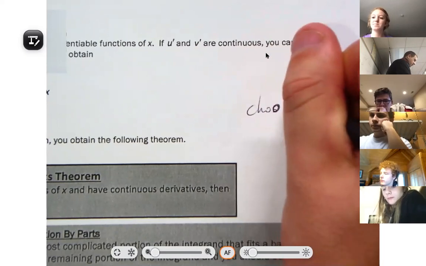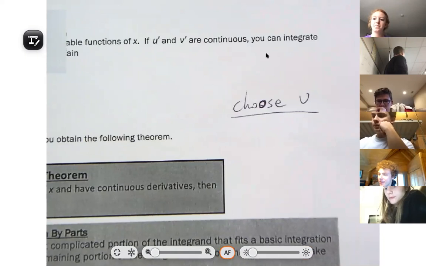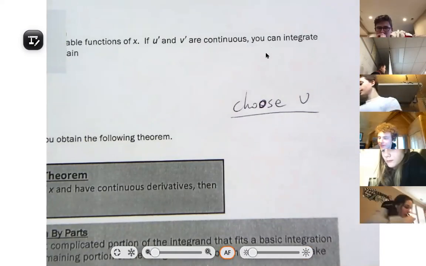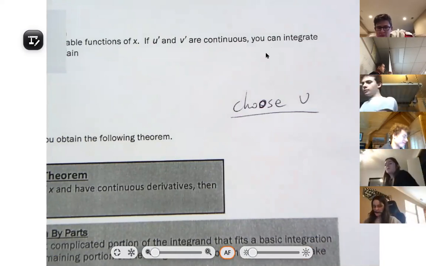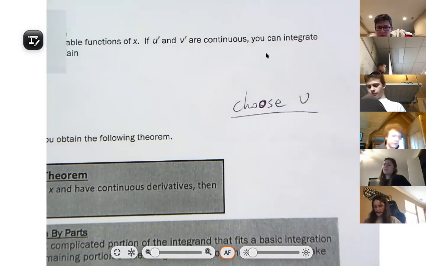Spelled choose wrong. See, I'm just a bad speller. So here's how we're going to choose u. This is the order. I forget the word. What word am I thinking of? Not scaffolding. Like if it's not this, then you do this one. If it's not that, then you use that one. What's that word? Huh? A flow chart? Oh yeah, a flow chart.